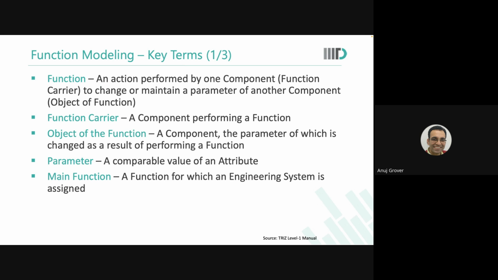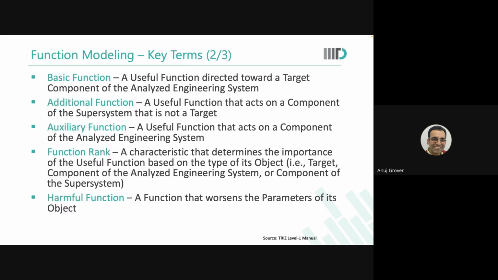Function carrier is the component performing a function. The component whose parameter is changed or maintained as a result of the function is called the object of the function. A parameter is a comparable value, something that you can measure, or an attribute of the component of the object. And main function is the function for which an engineering system is designed or assigned.